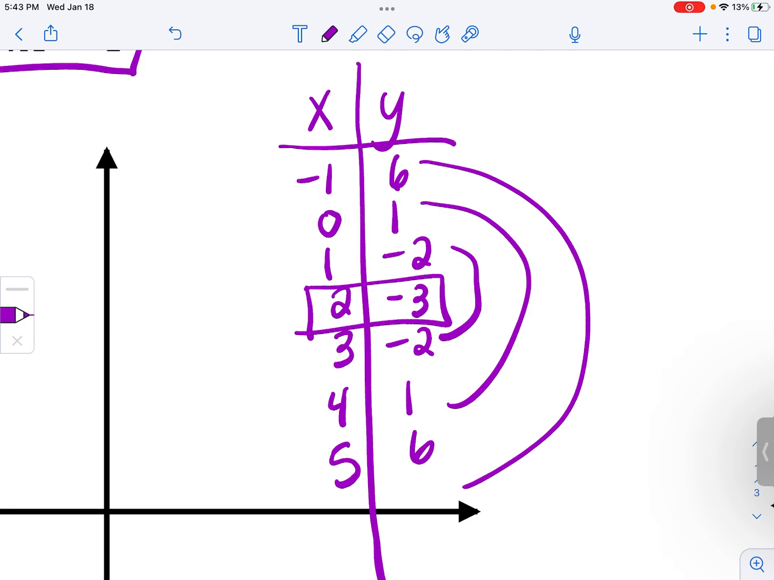So at this point, I will ask you guys to graph these points. You have a nice picture. Make sure you have arrows and label.